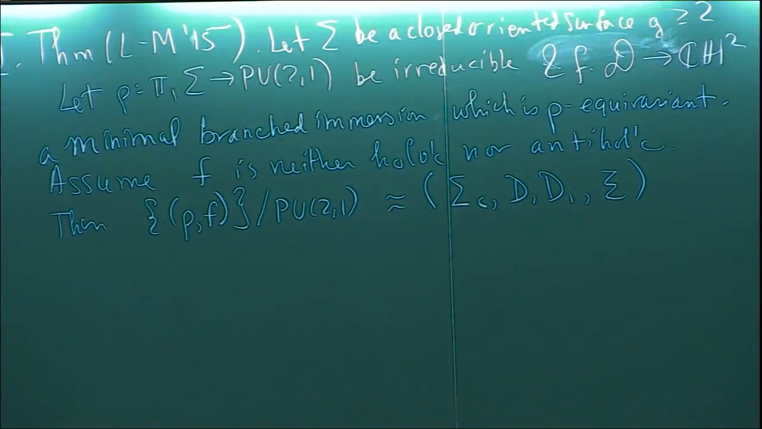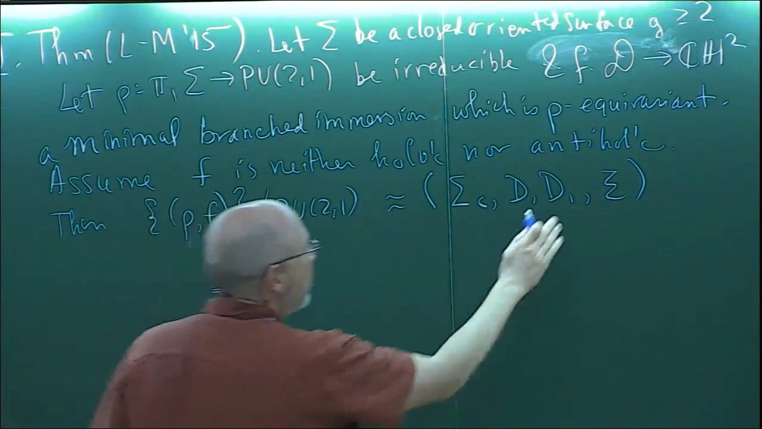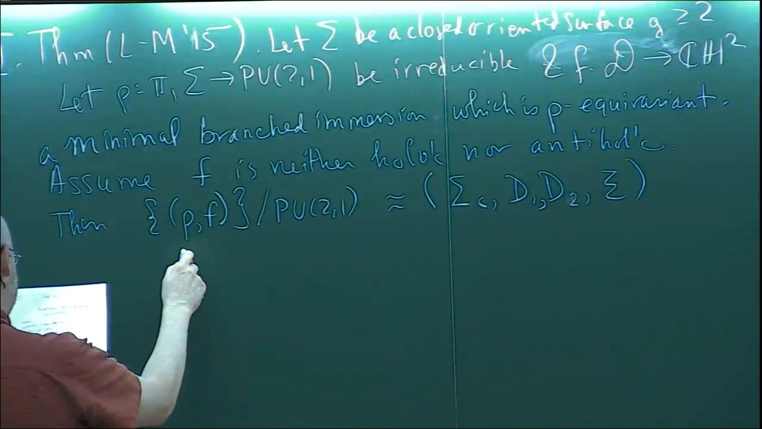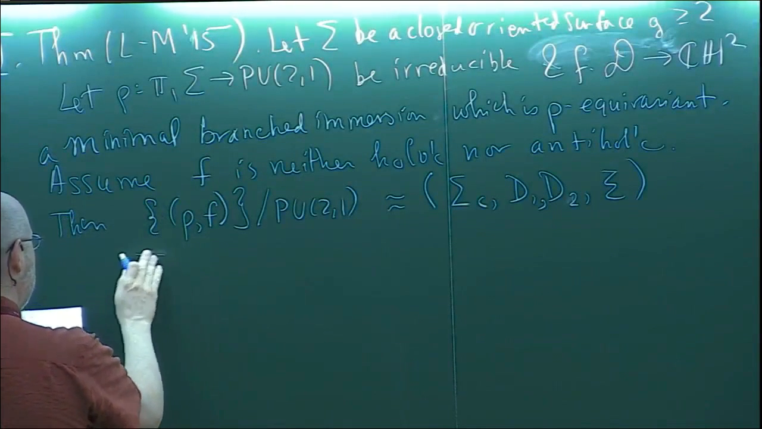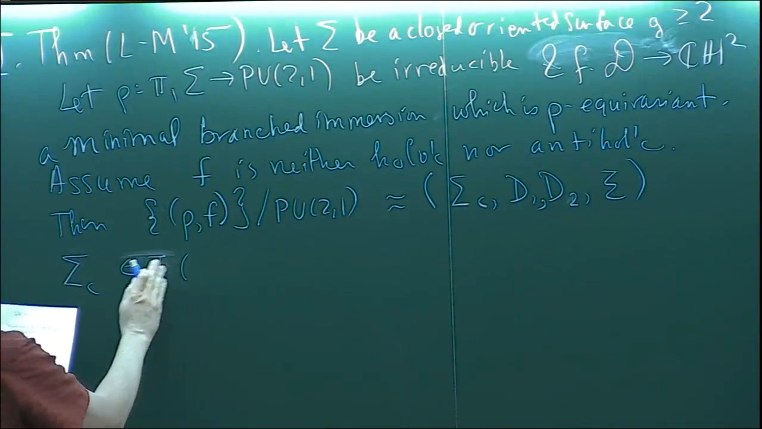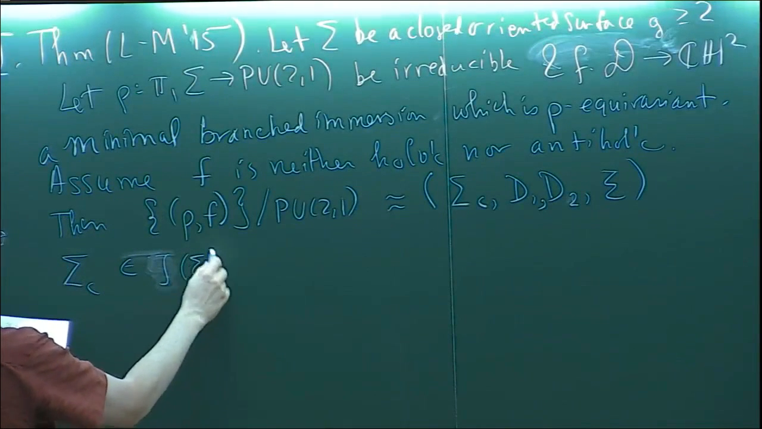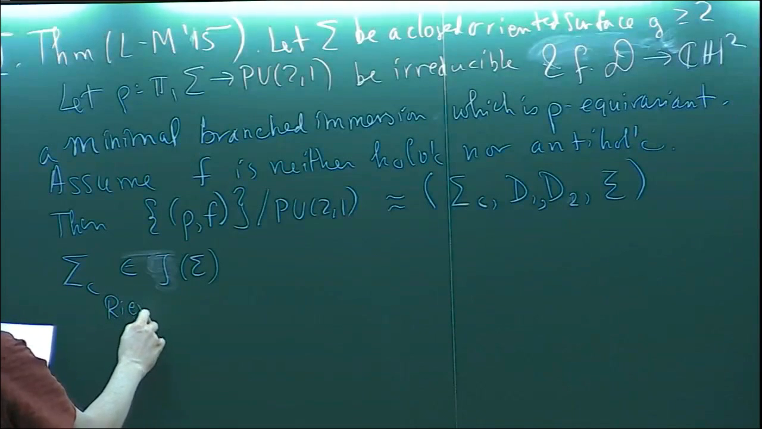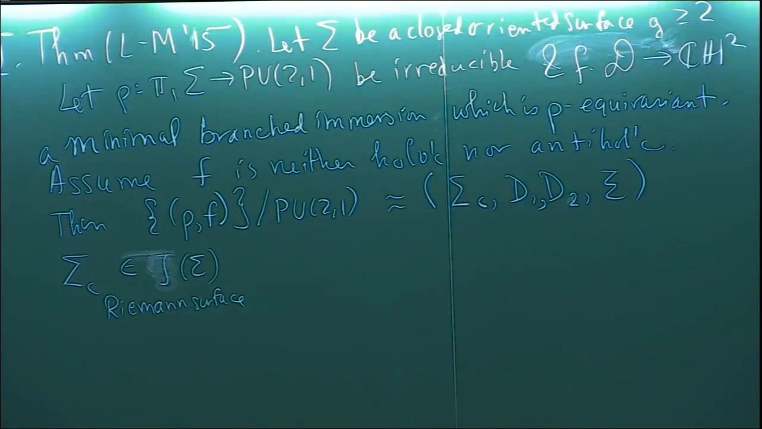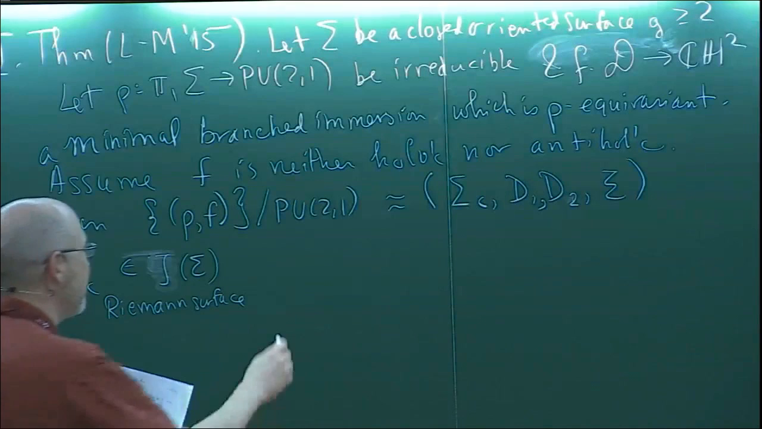So, let's see, so that's already a typo. So what this is going to be is an element of the Teichmuller space of sigma. So this is going to be a Riemann surface, or a conformal structure on sigma. So I denote the conformal structure as C. So C parametrizes the points in Teichmuller space.